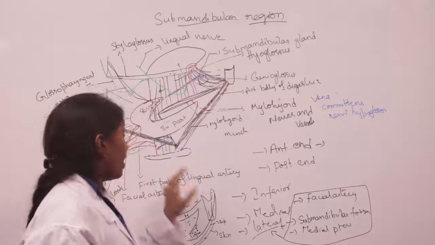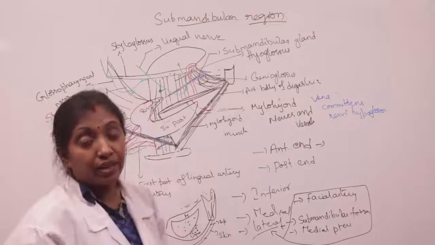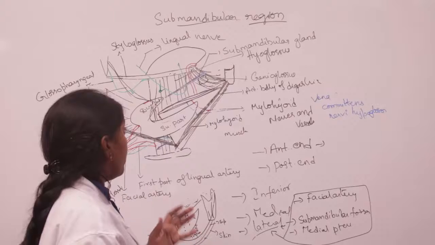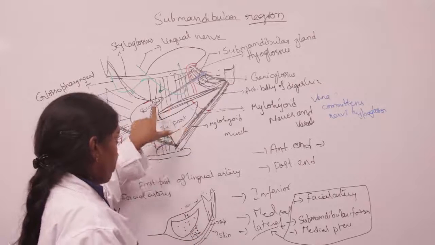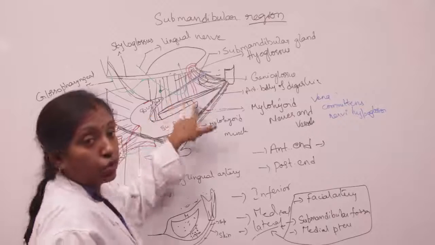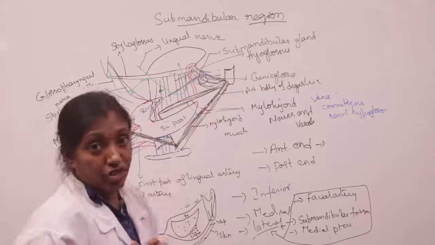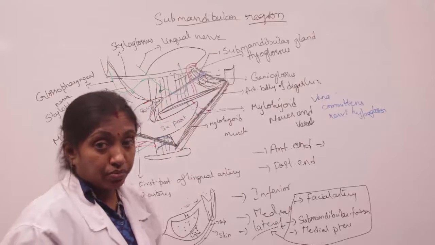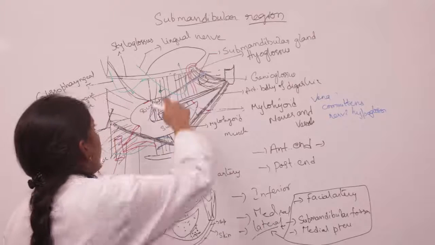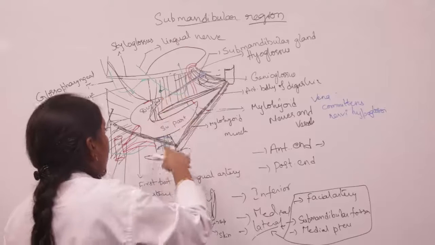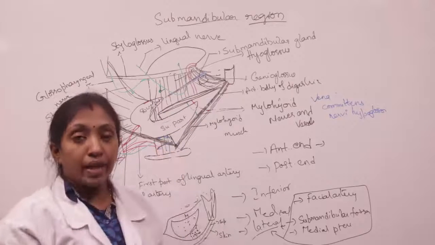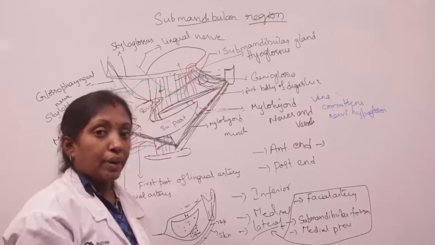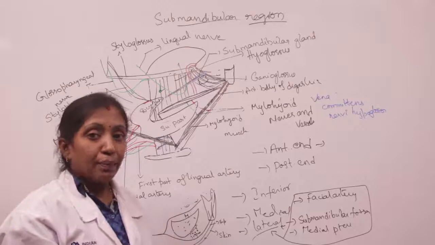And coming to the deep part of the gland, it is related medially to the hyoglossus and laterally to the mylohyoid. The intermediate part of the gland is related medially to the hyoglossus muscle. This is the deep part, and laterally to the mylohyoid muscle. Above we have the lingual nerve and submandibular ganglion. Below we have the hypoglossal nerve accompanied by a pair of veins. These are the relations of the deep part of the gland.